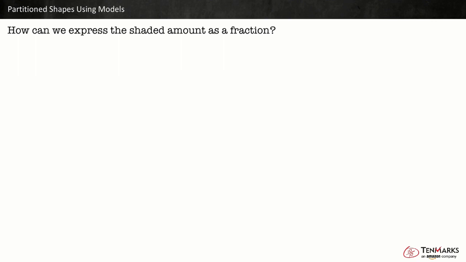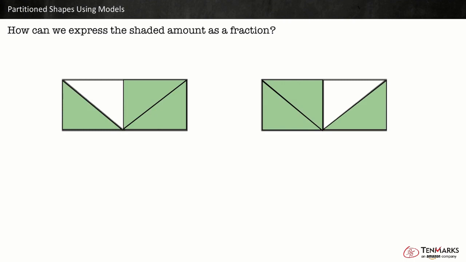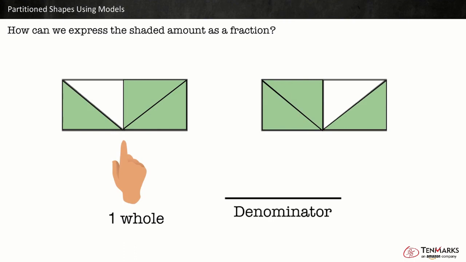Look at these two rectangles. Take a look at each whole. One rectangle is one whole, and there are 4 parts in each rectangle or whole. So the denominator must be 4.